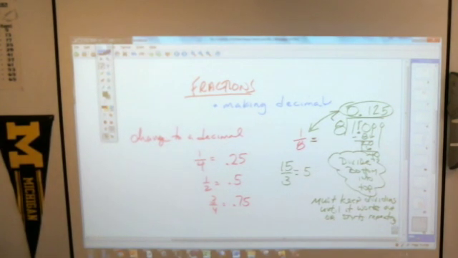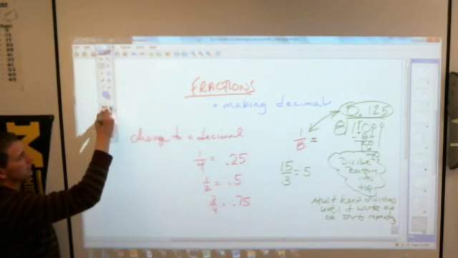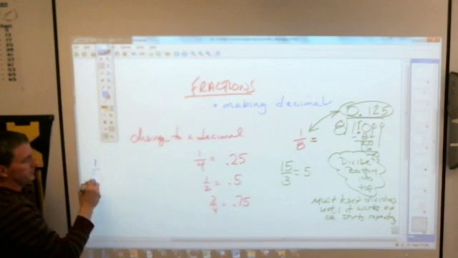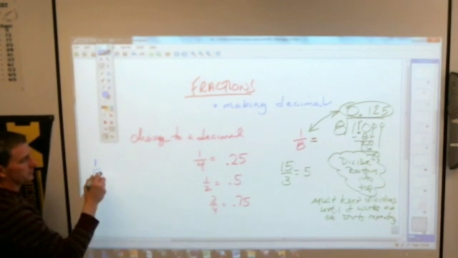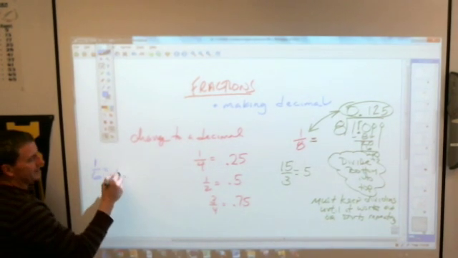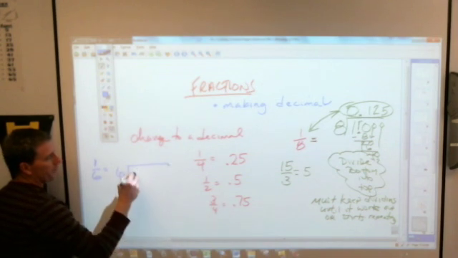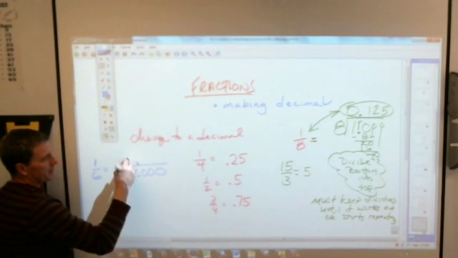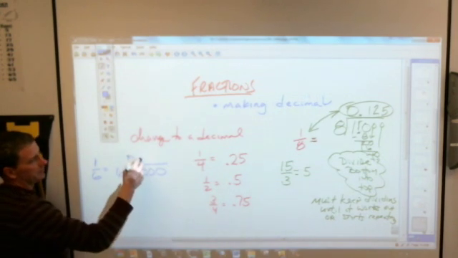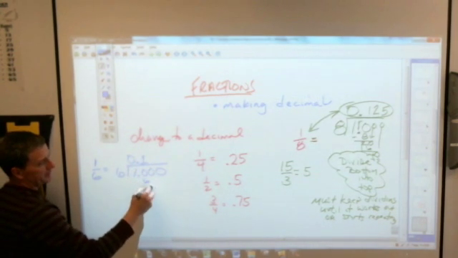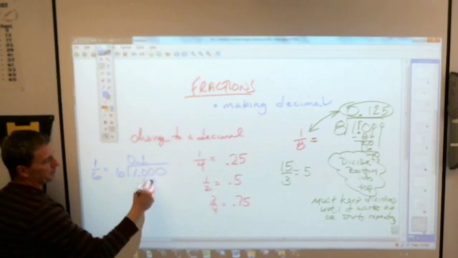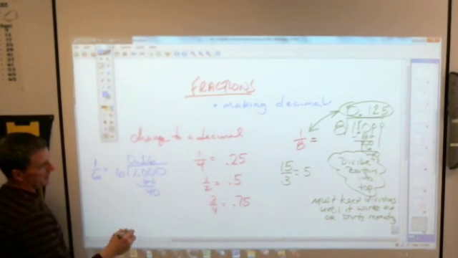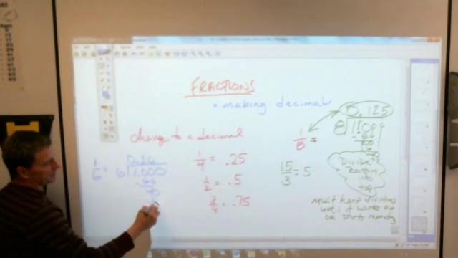Shall we try another one? Yes. Let's. What about 1/6? You are going to divide 6 into 1. Add some zeros here. How many times does 6 go into 10? Once. Subtract. How many times does 6 go into 40? 6 times. 6 times 6 is 36.